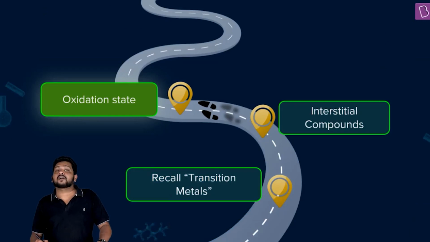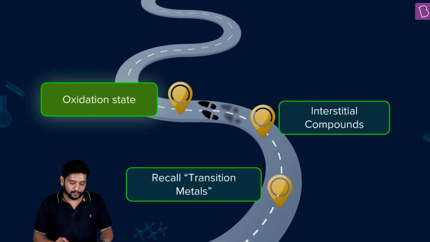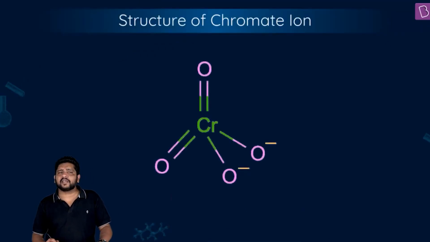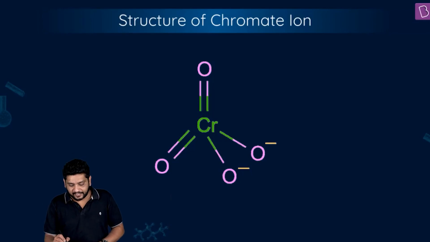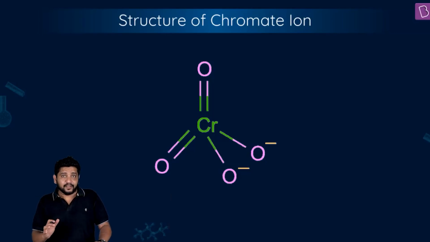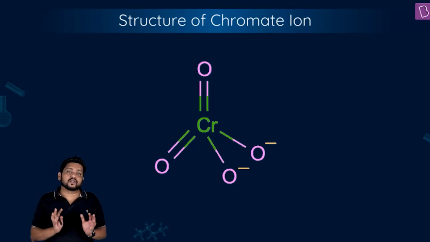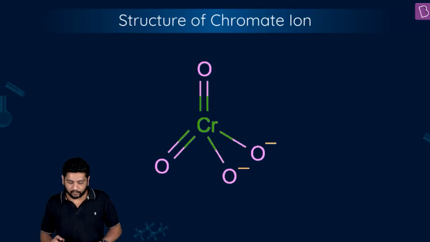The next option was about the oxidation state of chromium, right? In chromate and dichromate, it said that they are not the same, right? Now, what do you mean by oxidation state? As we have already seen in our previous part as well, you can think of oxidation state as the charge that will be there on an atom if we manage to break down all the bonds around that atom and redistribute electrons according to electronegativity.